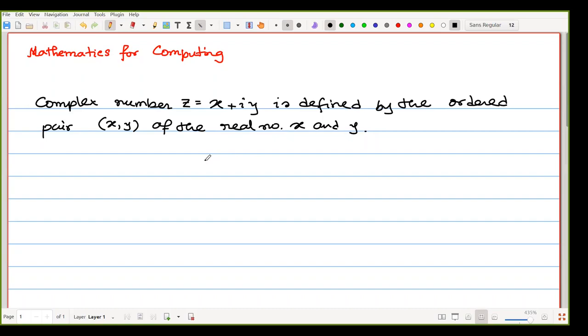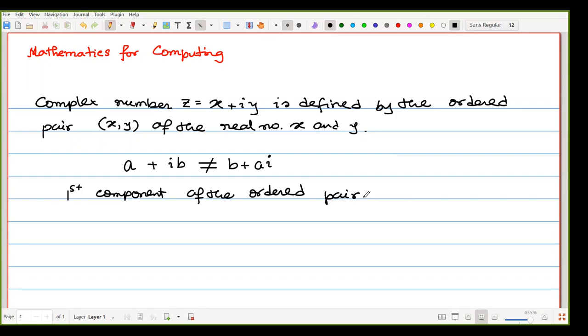Suppose we have a plus ib. That is a complex number. Now, that cannot be equal to b plus ai, because a and b are different. In the case of a complex number, the first component of the ordered pair is the real part, and the second component of the ordered pair is the coefficient of the imaginary number i.